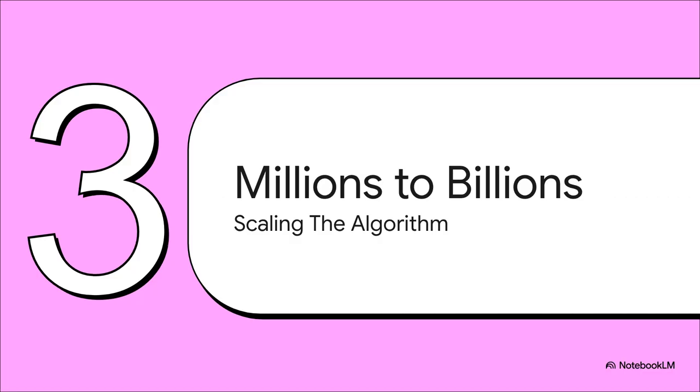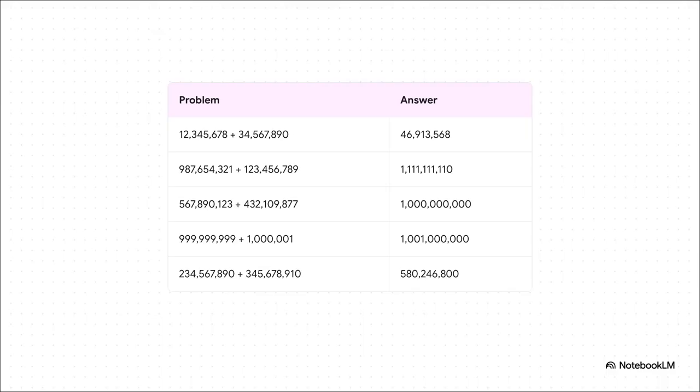Okay, so the system works for millions. That's cool. But what about billions? The next part of the lesson is all about testing if this simple little algorithm can scale up to the big leagues. So the lesson gives you 5 homework problems, and the numbers start to get truly massive, even pushing past 1 billion. But here's the beautiful part. The method never changes. You align, then you add. It works every single time, no matter how many zeros you throw at it.